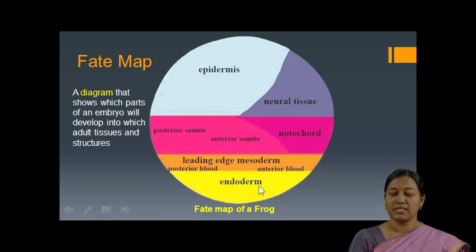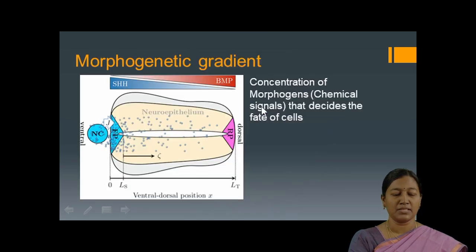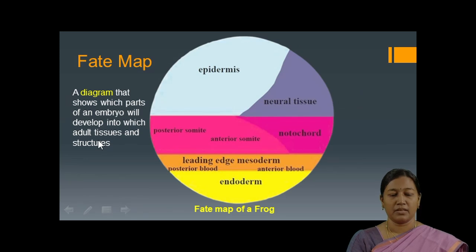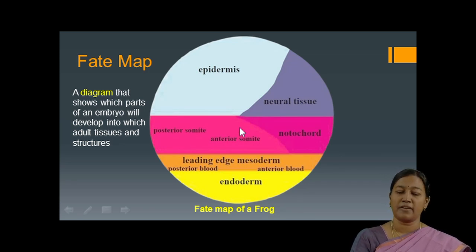So, this lower portion is going to form the endoderm. This is the fate map of a frog. The cells present in the blastocyst decide the fate. It is a diagram which shows the parts of the embryo which will develop into adult tissues and structures. Which part is going to form the head, which part is going to form the tail, which part is going to form the notochord, all this is decided in the fate map. So, cells present in that area, their fate is to become a part of that structure.